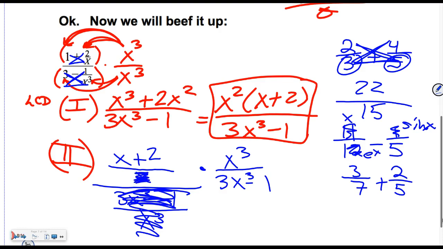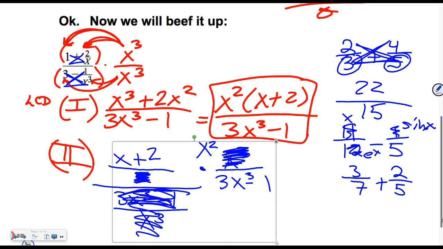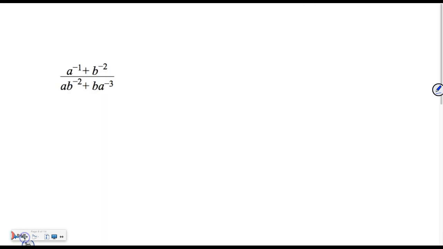This cancels with this, leaving an x squared. Look at the blue. It's x squared times x plus 2 over 3x cubed minus 1. Do you see how it's exactly the same as the red? Do you see how it's factored, though, with the blue already? For the blue method, it comes out factored. For the red method, you have to factor at the end. The red method, though, is nice. I like it. So you decide. They were all over the place, and I don't care as long as you're accurate.